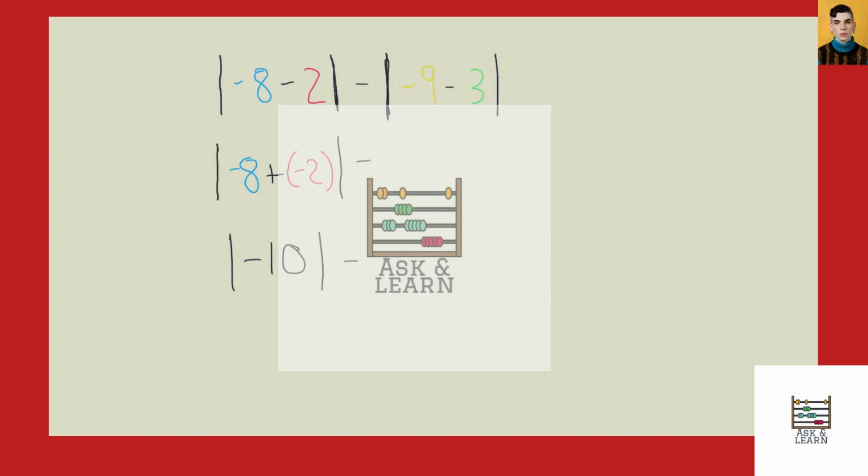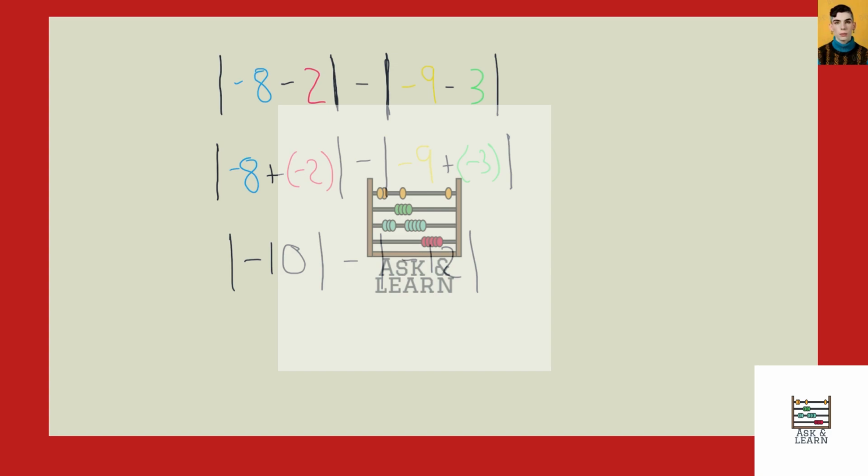Looking at our second absolute value, we have negative 9 minus 3, which is the same thing as negative 9 plus negative 3, which means our second absolute value also has us adding two numbers of the same sign. Since it's a negative for both of these numbers, we know our answer from this will be negative as well. 9 plus 3 is 12. So we have the absolute value of negative 10 minus the absolute value of negative 12.